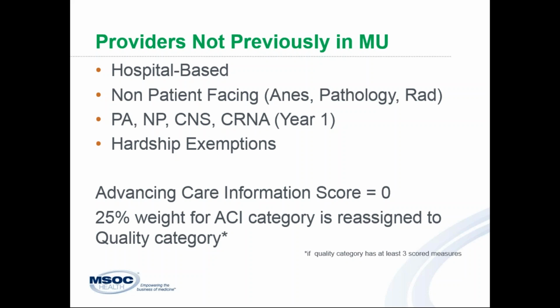So in this program, the proposal is that for all of these people, the PAs and nurse practitioners and CRNAs only in the first year, they would get an advancing care information score of 0. But the weight assigned to this category, back on our weighting, was 25%. That weight is to be reassigned to the quality category. So essentially for these types of providers, the quality category would be worth 75% and they would not have any advancing care information or meaningful use category. That's how they propose it to work.